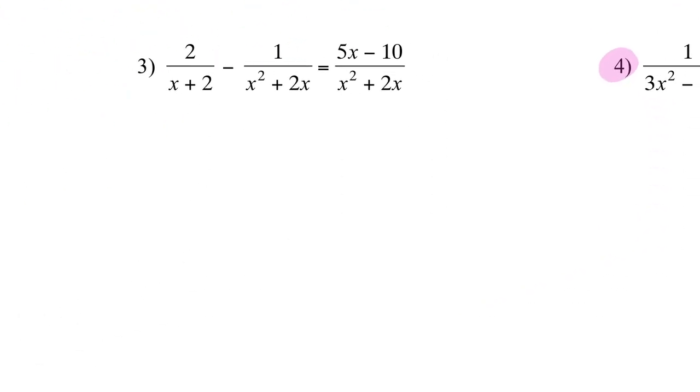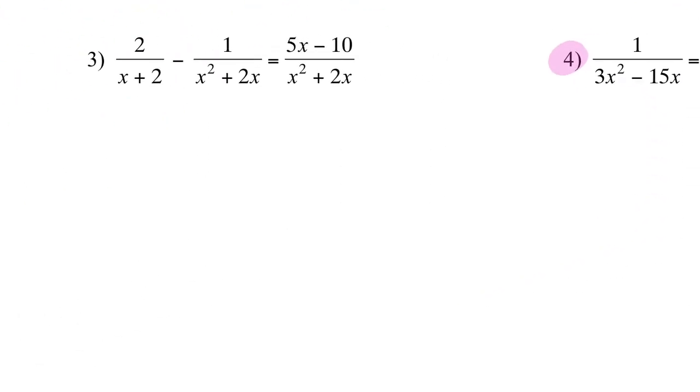Let's see number 3. So number 3, first of all, now that I have a binomial, I'm going to start by factoring to find my common denominator. So if I factor here, this is x times x plus 2. The same here, x times x plus 2. So that's my common denominator, right?